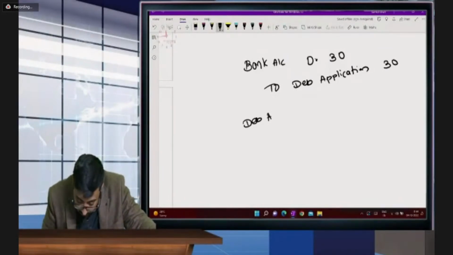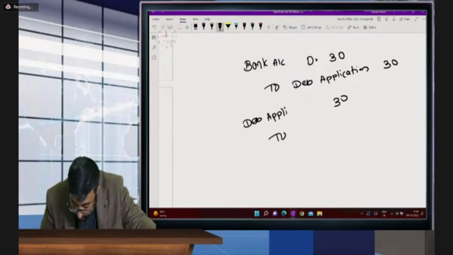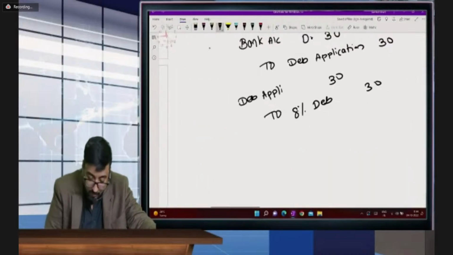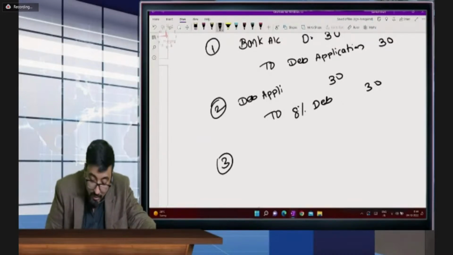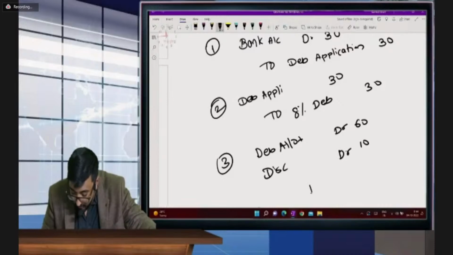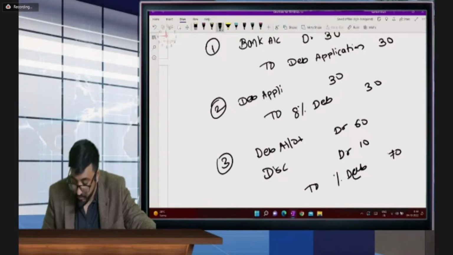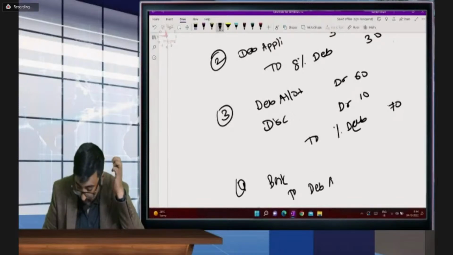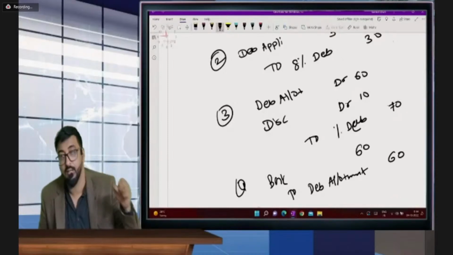Then debentures application 30 to percentage debentures. कितना percent debentures था? 8% debentures. Always think for one share, one debenture. Second entry. Third entry, allotment money due. Debentures allotment account debit, 60. Discount account debit, 10. To percentage debentures, 70. Bank account debit to debenture allotment, 60.